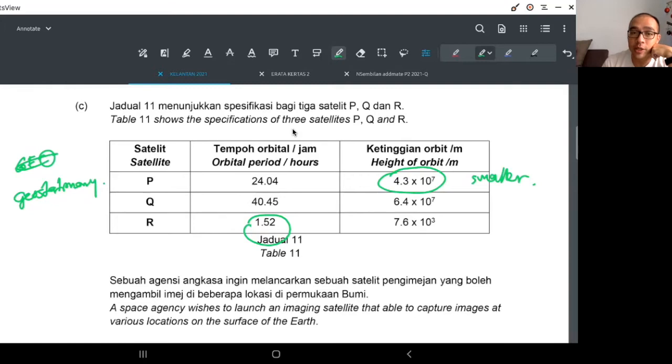This presents a problem because in terms of orbital period, R is the best. But in terms of the height of the orbit, P is the best, is the smallest. So what do we do in situations like this? And this has happened before. In trial papers, I've seen this in SPM. I think it did. It has happened before in SPM.